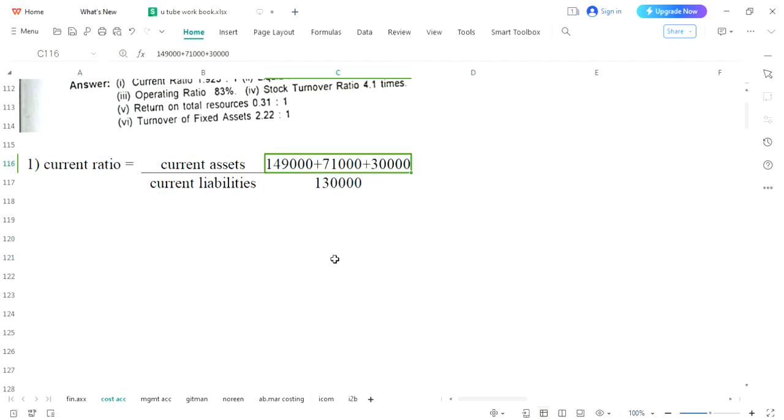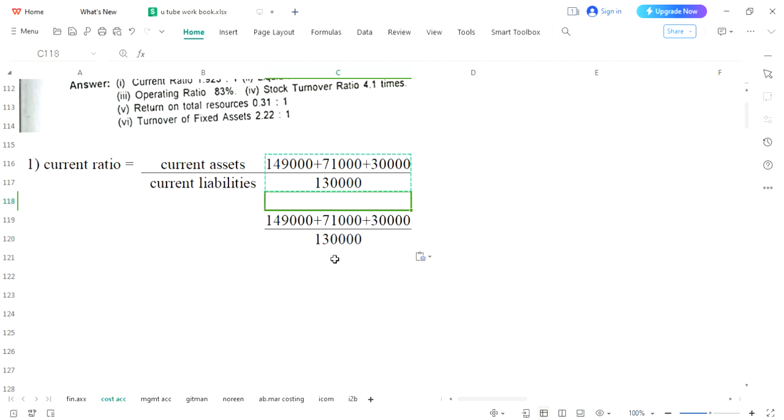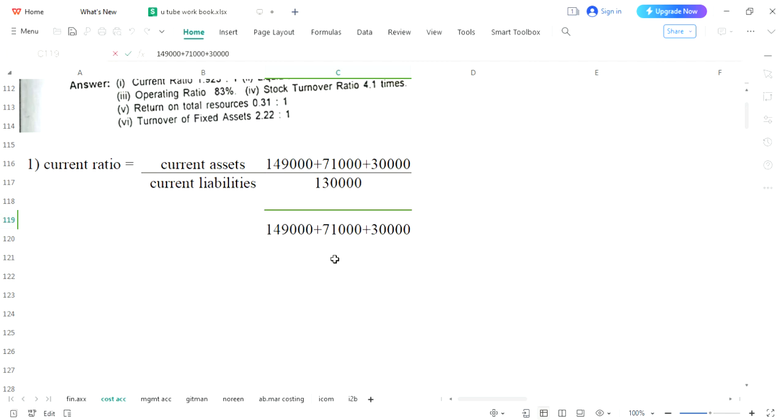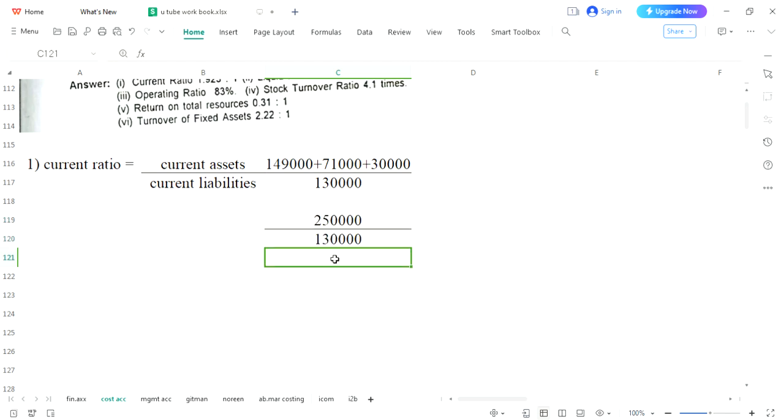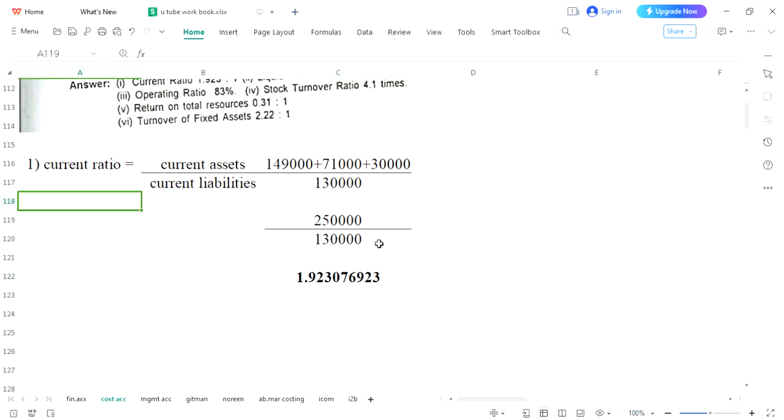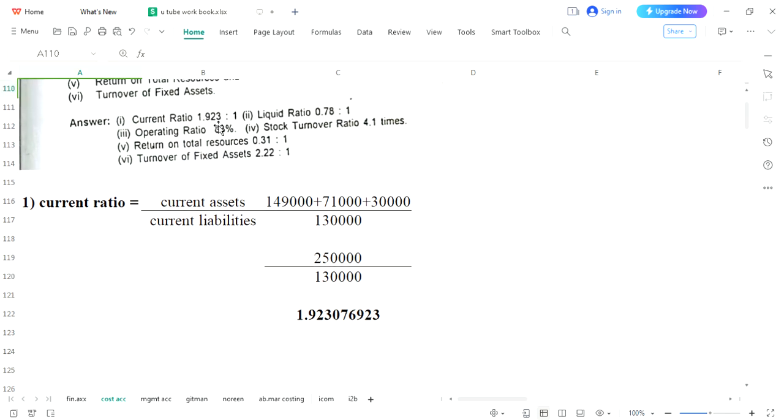So now we are ready to calculate them. Here we are going to calculate the sum of all current assets. Now the current liabilities sum is already calculated. Current assets divided by current liabilities, we have our first answer of current ratio, and you can see the first answer is 1.92 and our answer is also 1.92. So in this way current ratio is calculated.